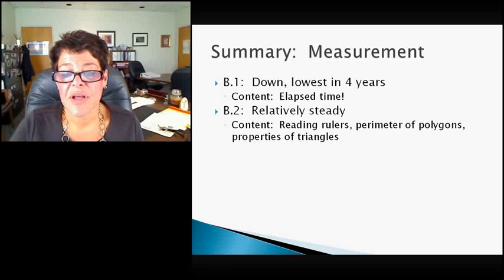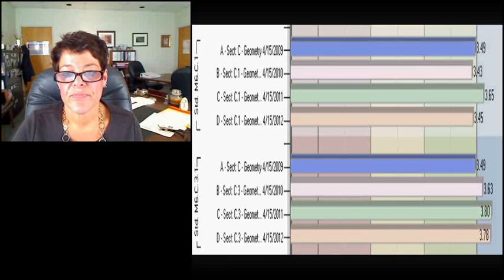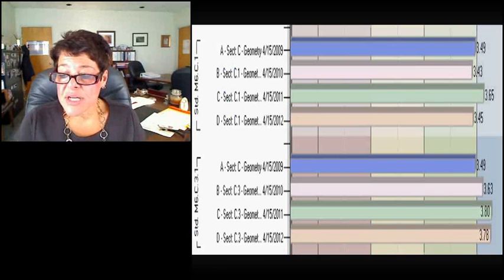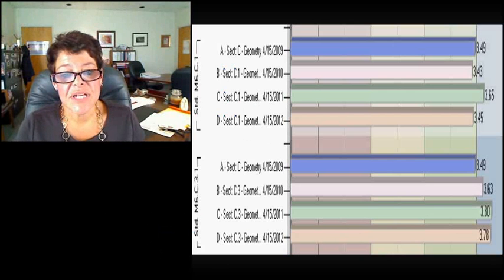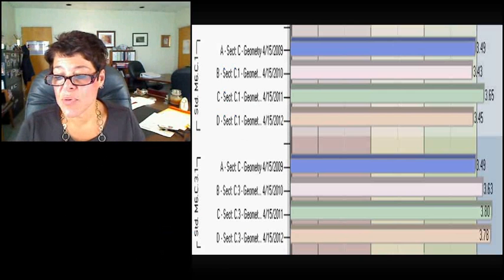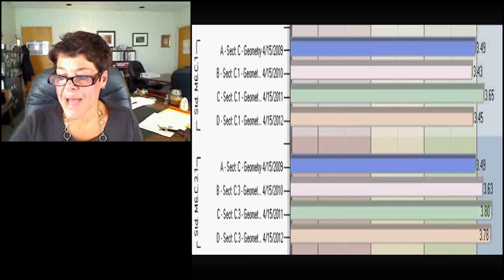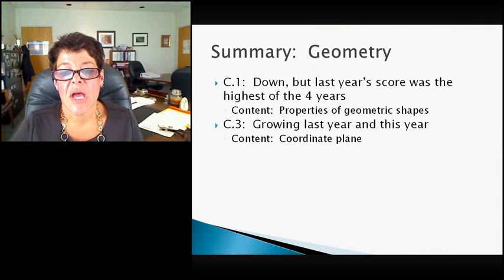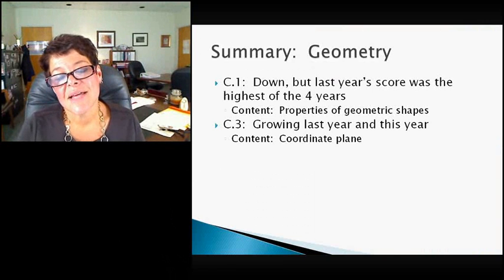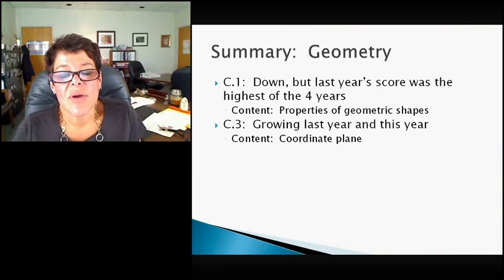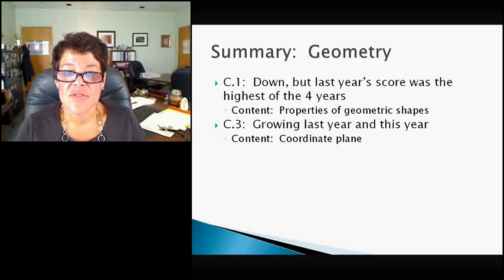B.2, anchor B.2 is relatively steady, and really that one's around reading rulers, measuring and doing perimeter of polygons, properties of triangles, and those kinds of things. When you look at geometry, we're relatively consistent, particularly in C.1, and then in C.3, we've seen some growth over the past 2 years. So what is that targeting? C.1 targets properties of geometric shapes. And as I said in the summarization on this slide, the scores in C.1 are down, but last year's score was the highest of the 4 years. On C.3, that's really focusing in on coordinate planes. That's a very specific anchor.